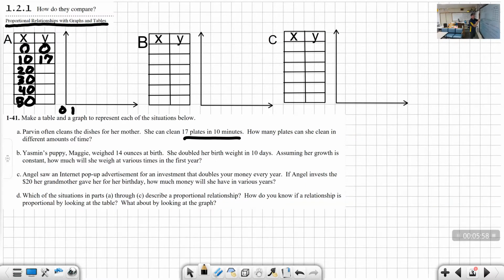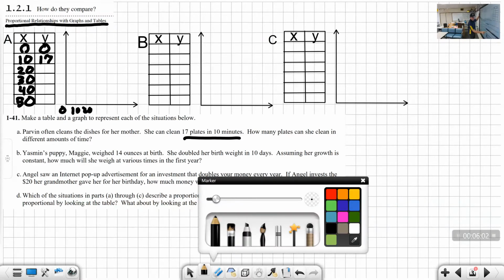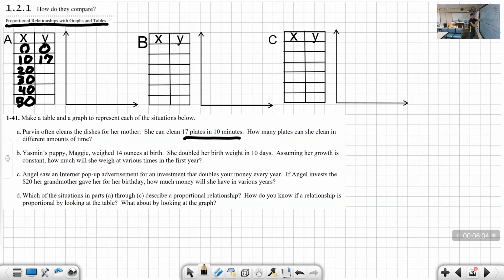Here's 0, 10, 20. That's too thick, Mr. McCoy. Let's go ahead and make that a little smaller. 0, 10, 20, 30, 40, 50. Notice you have to scale your graph. Notice how I count going up. I'm going to count easy. I'm going to count by 10s.